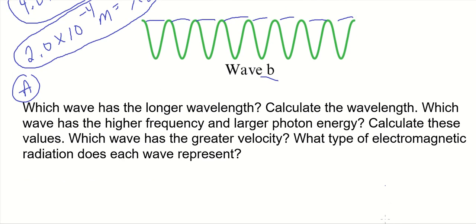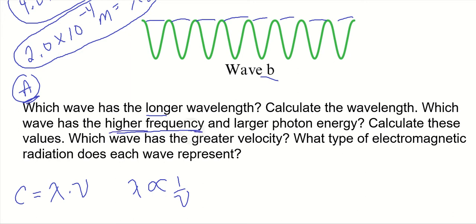Which wave has a higher frequency? Speed of light is equal to wavelength times frequency. Frequency and wavelength are inversely related. Wavelength is inversely proportional to frequency. One goes up, the other one goes down. If wave A has a longer wavelength, then wave A has the lower frequency. So it's asking which one has higher frequency.